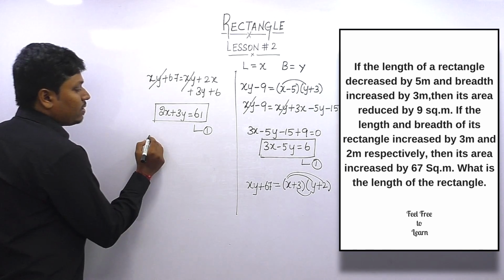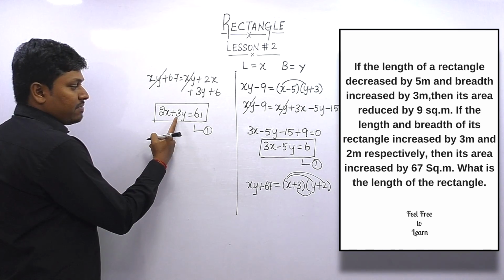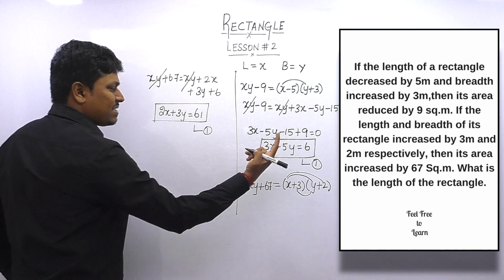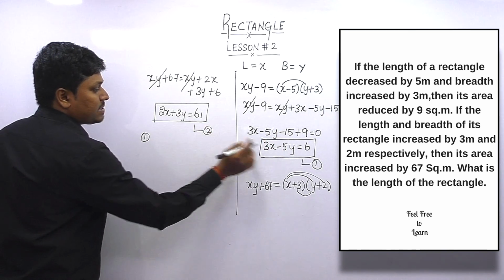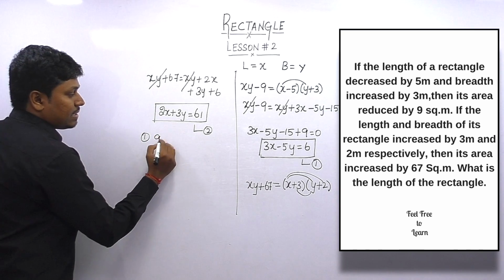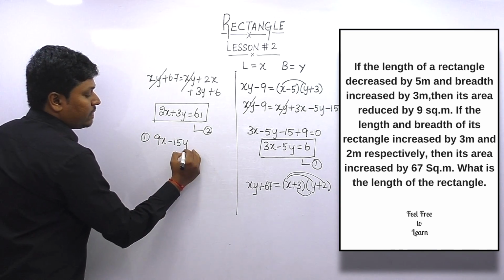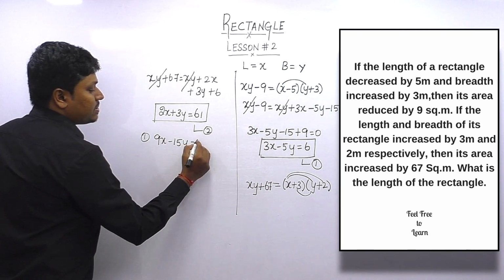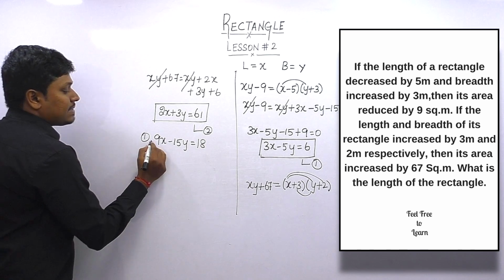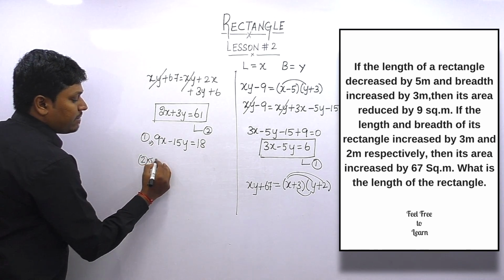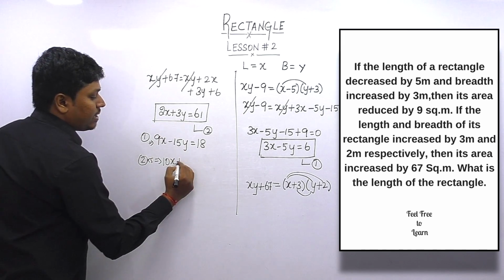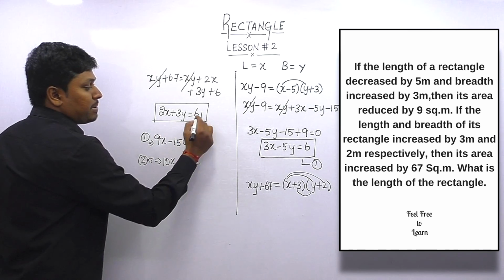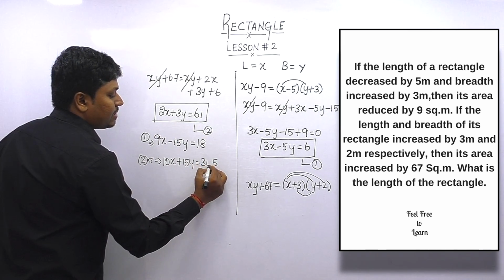So now we can solve both equations. Here we have plus 3y, here we have minus 5y. So let me do one thing. The first equation, I am going to multiply by 3. So this becomes 9x minus 15y is equal to 18, since 6 into 3 is 18. Again the second equation, I am going to multiply by 5. So 5 into 2 is 10x, plus 15y is equal to 61 times 5, which is 305.